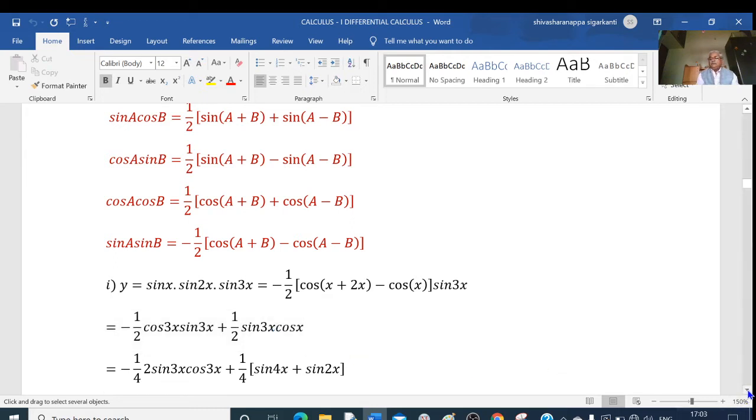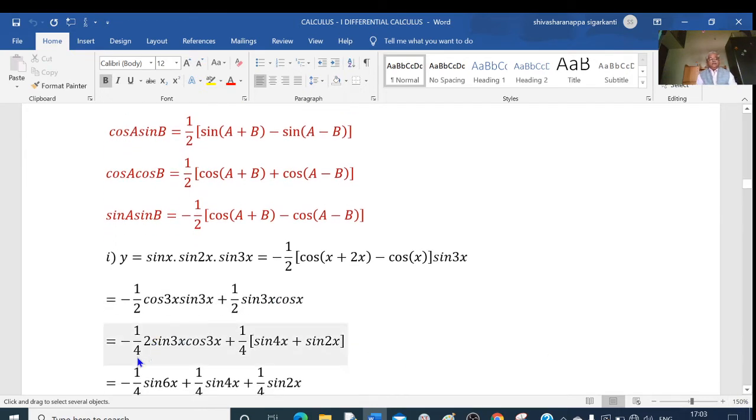Now again, minus 1 by 2 is there. What I do here is, the angle is the same. Here the angle is same. Cos 3x sin 3x is there, or we can write sin 3x cos 3x. I will multiply by 2 and divide by 2.